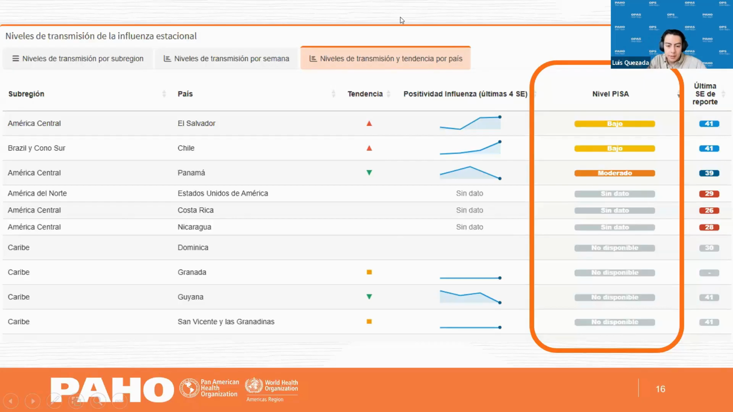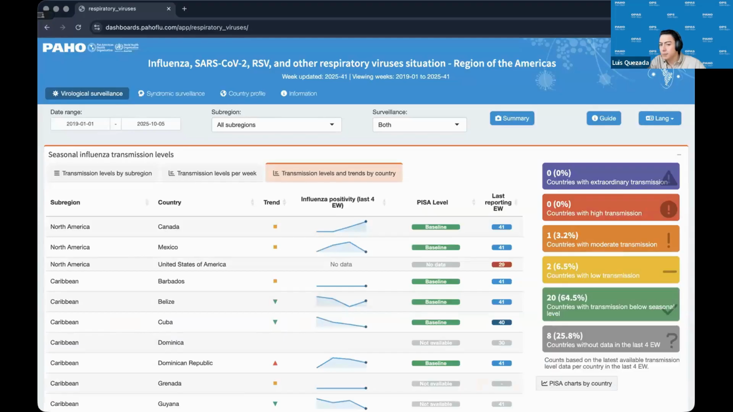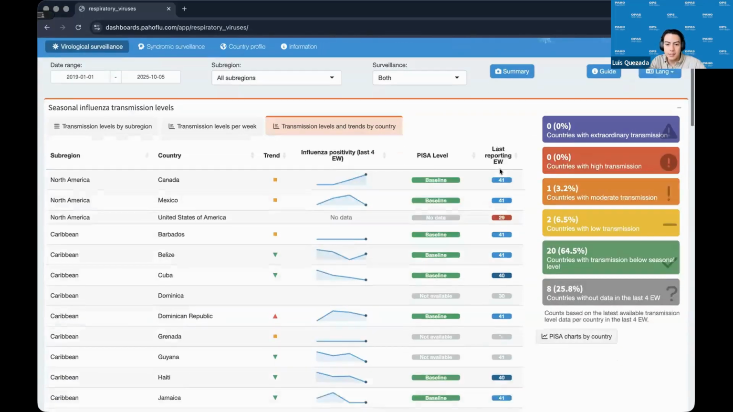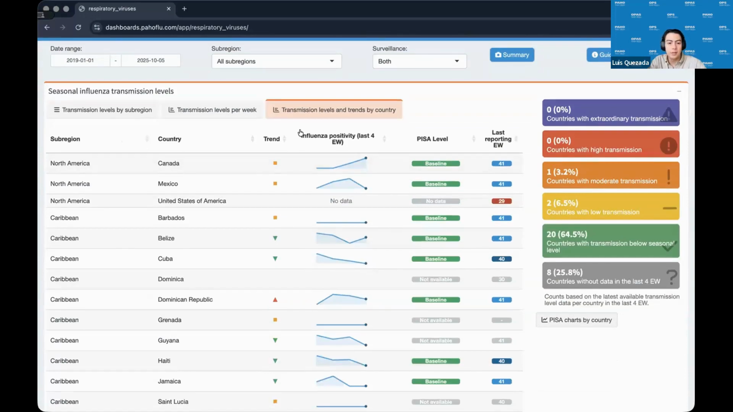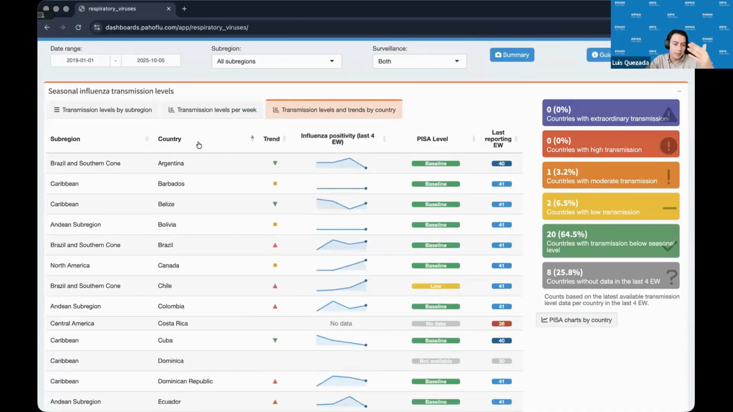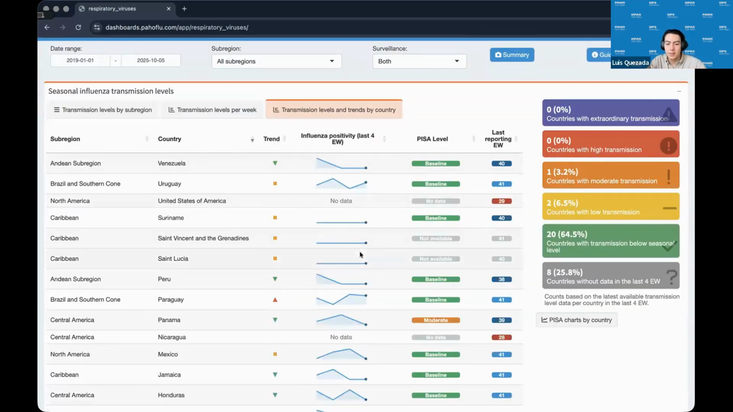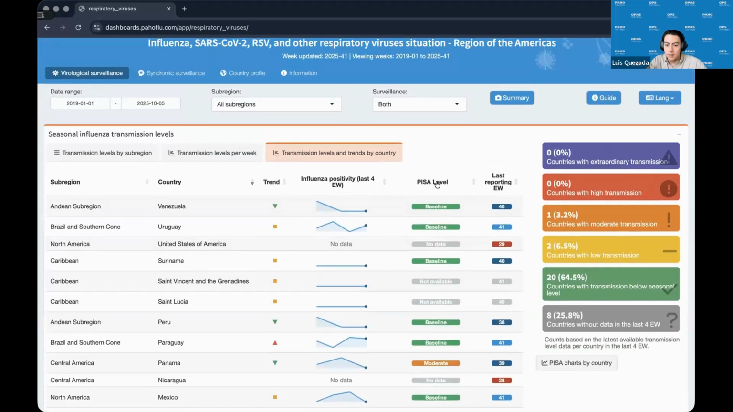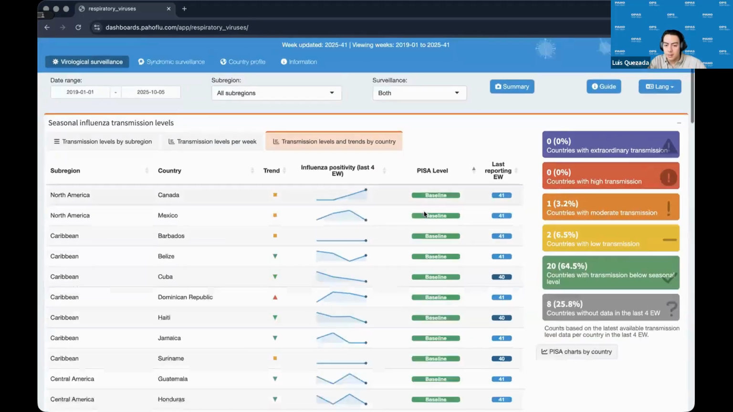So now I'm going to share my screen with you, and I'm going to mention how we could have obtained this result by using the chart and filters on the dashboard. As you can see, in the third vignette, you could see that we have transmission per country. So we could actually click on the names on the column, and we can organize the information alphabetically or by different categories. We can also organize by the PISA level.